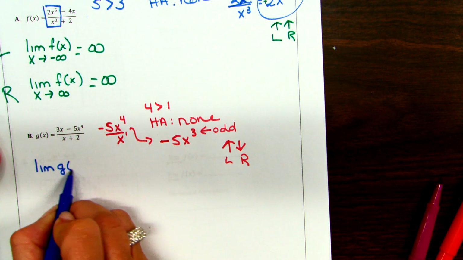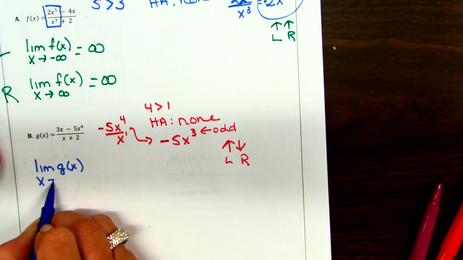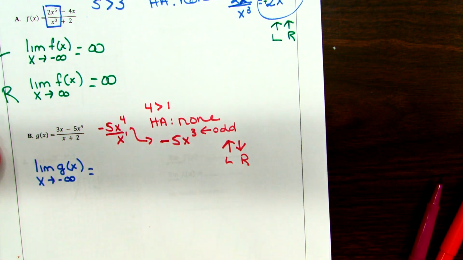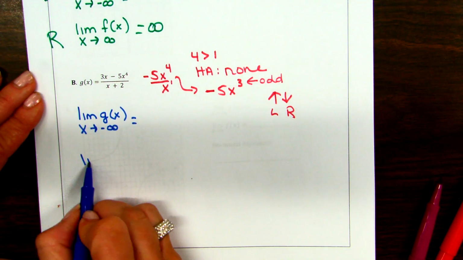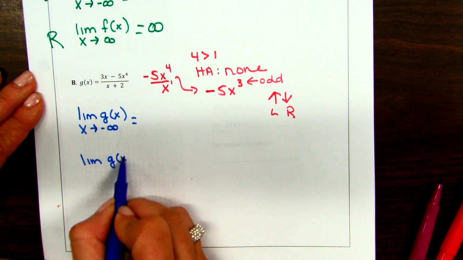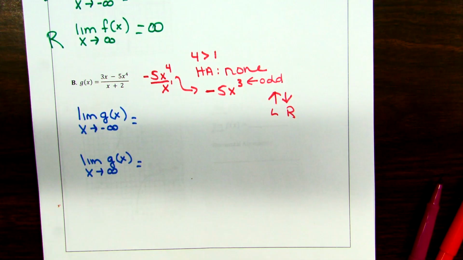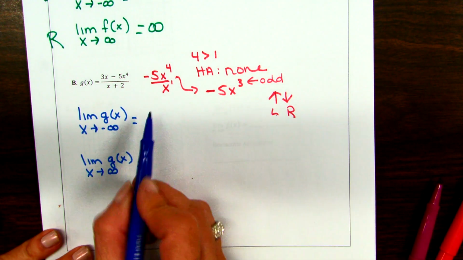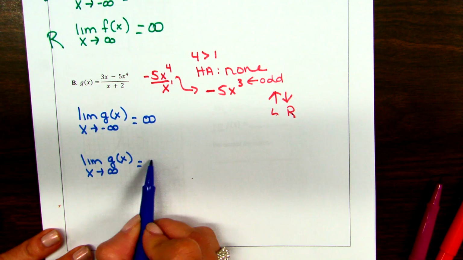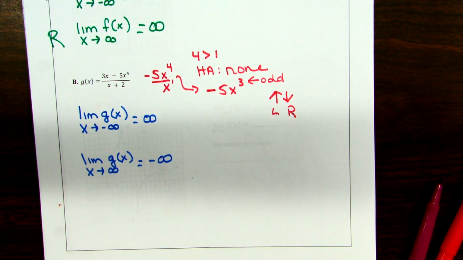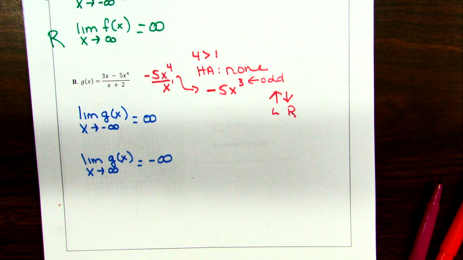Limit of g of x as x approaches negative infinity. See how many times we've been doing limit statements in the last few days? And I told you it's something that we're really particular about on the AP exam. So make sure you know how to write them. Then for the rest of the year, it's not even an issue on my test, on the AP exam. I mean, it's not hard, right? On the left, we're going up. On the right, we're going down. Okay? That's what you do when the HA is none.